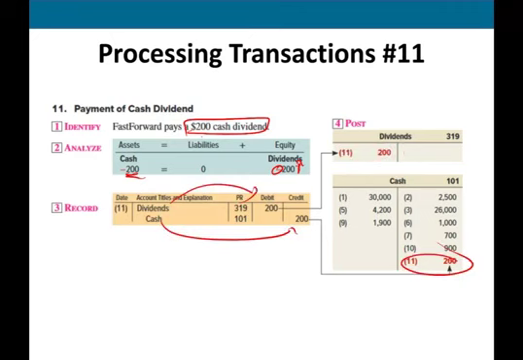What's my balance in dividend? $200. What's my balance in cash? Add all the debits, add all the credits, take the difference, and it's a debit balance.